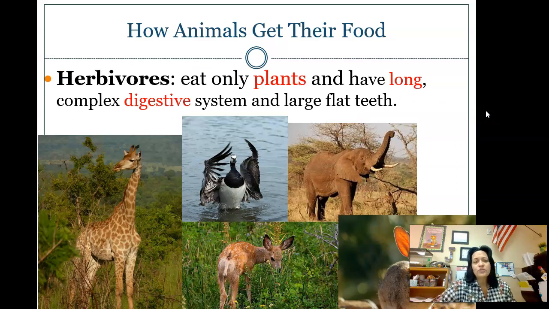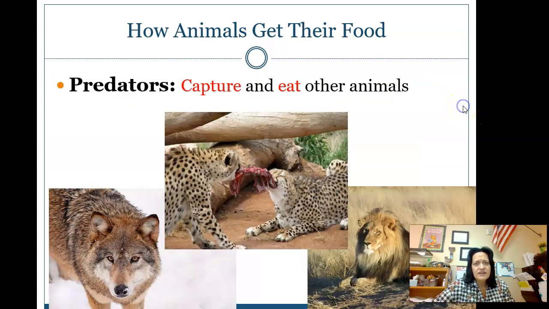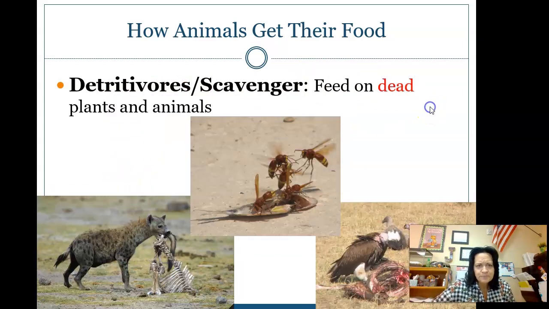Along the lines of food, herbivores only eat plants and have long digestive systems with large flat teeth usually to crunch up the leaves and stuff. Then we have predators, which capture and eat other animals. So the predator is the animal that goes after the prey. The prey is what gets hunted and eaten. And then usually the predators are carnivores, where they will have sharper teeth to rip through the flesh.